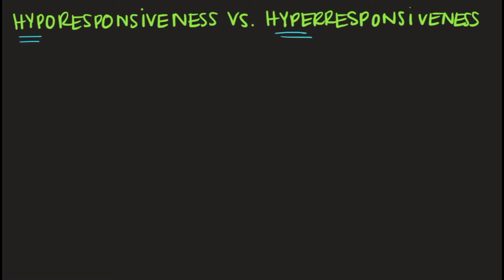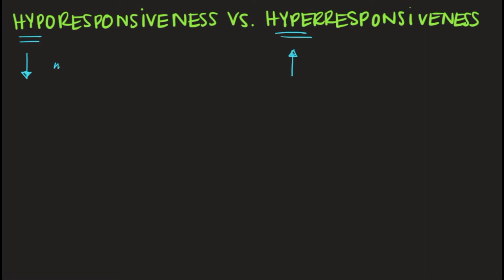So, starting with hyporesponsiveness, this would be classified as a decrease in response to a hormone, while hyperresponsiveness is the exact opposite, and it is an increase in response to a hormone. Hypo, the prefix, means below normal, while hyper is a prefix that means above normal. And in physiology, we're always trying to stay in that healthy balance between the two. We don't want to sway one way too low or one way too high.